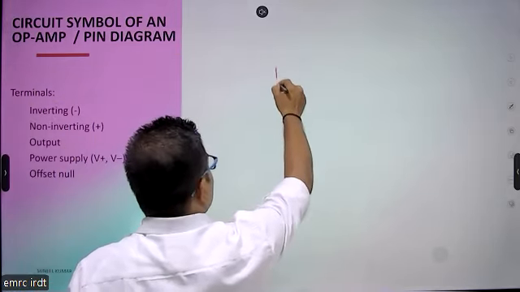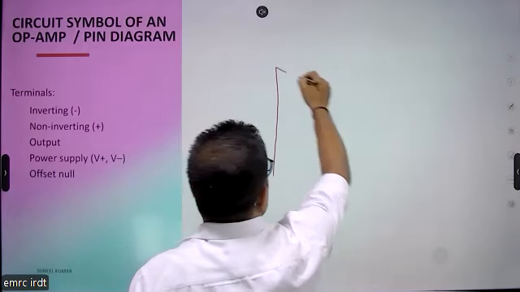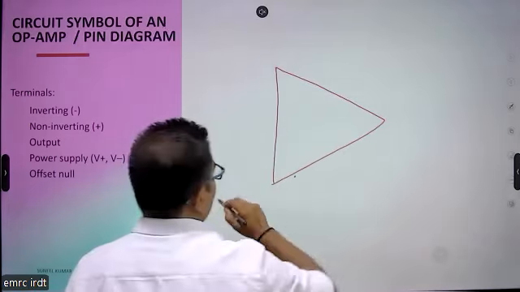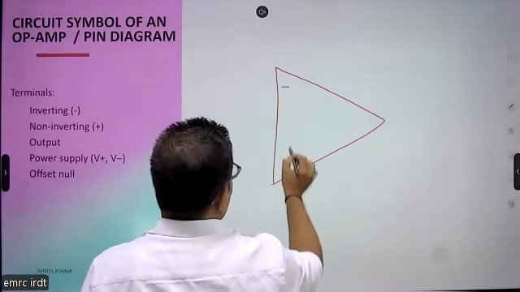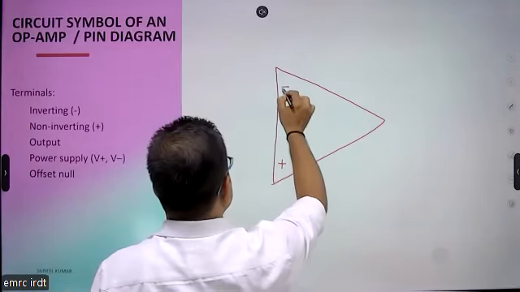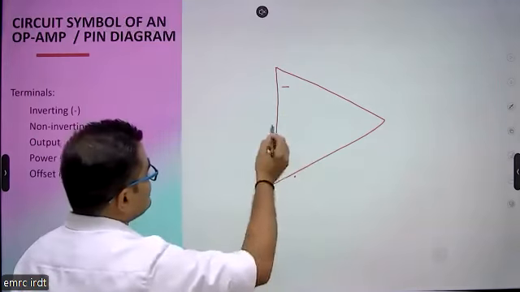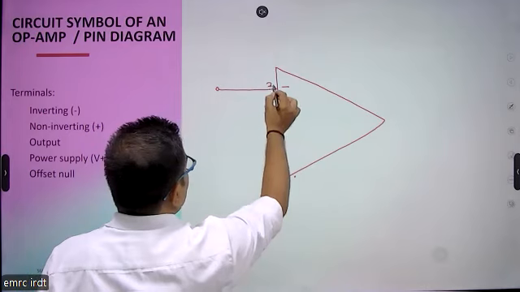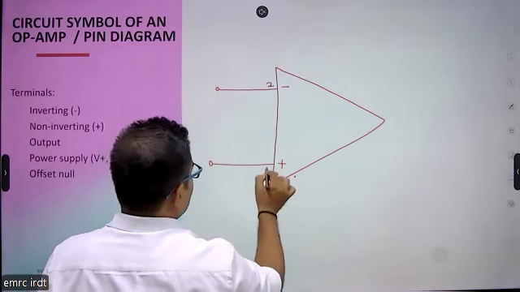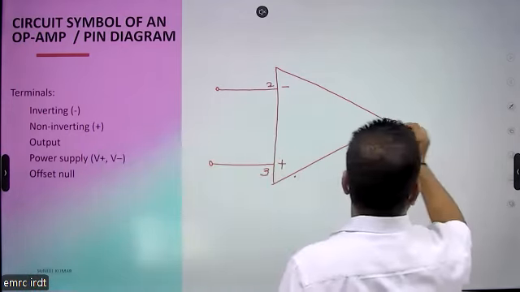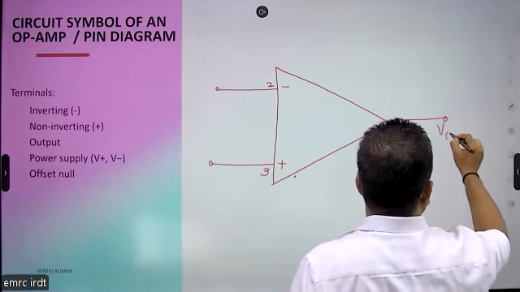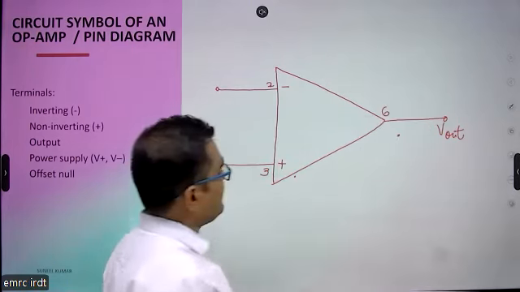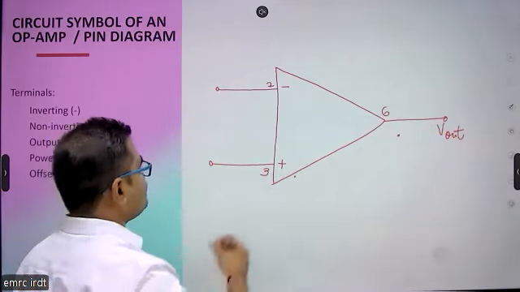So it is like a triangle. We are making the symbol of op-amp. We have this triangle here mentioning as minus, this is plus. What is the meaning of this minus, that we will discuss later. And this is the 2nd number pin. This one is 3rd number pin. Then we have output at 6 number pin.